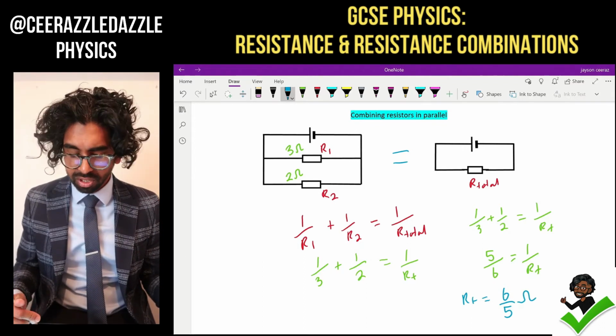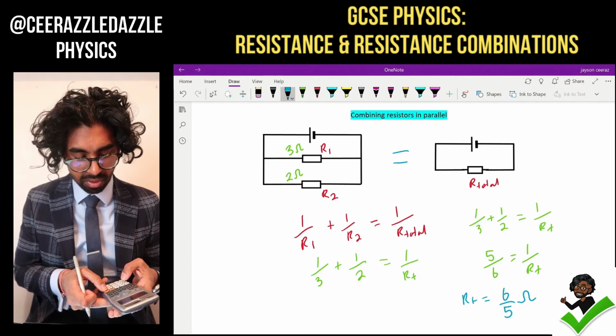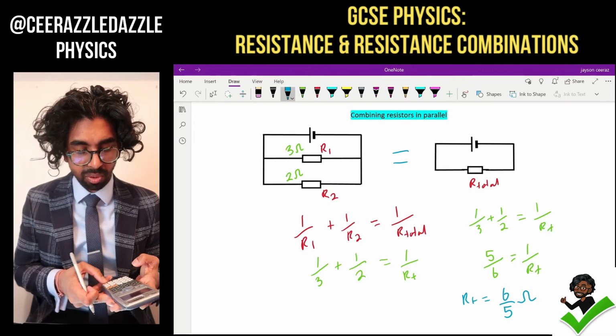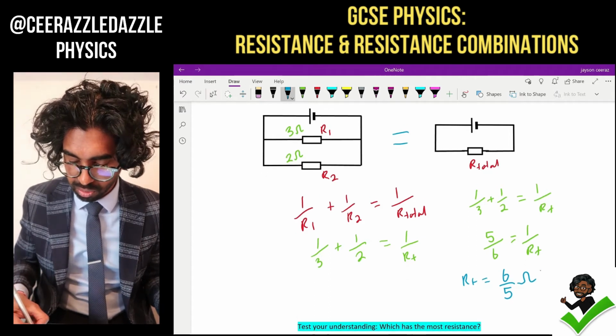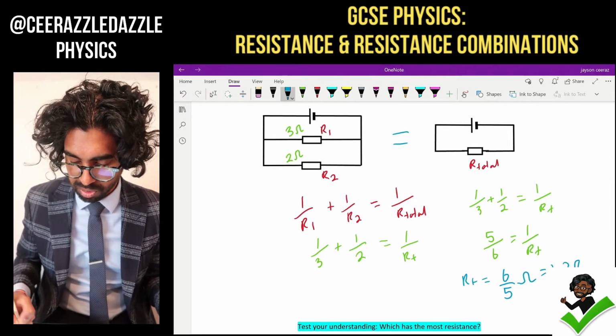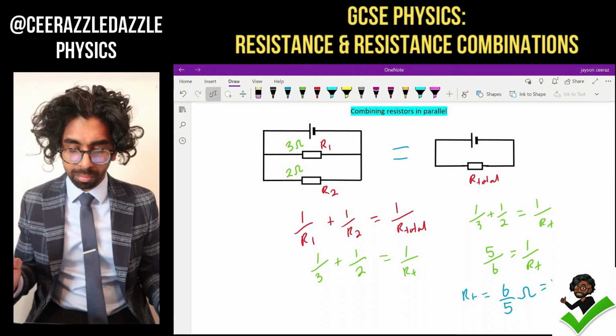Right, you never leave your answer in terms of a fraction. You always must put it down in terms of a decimal. So it's going to be 1.2 ohms. So RT is equal to 1.2 ohms. A little bit more complicated.